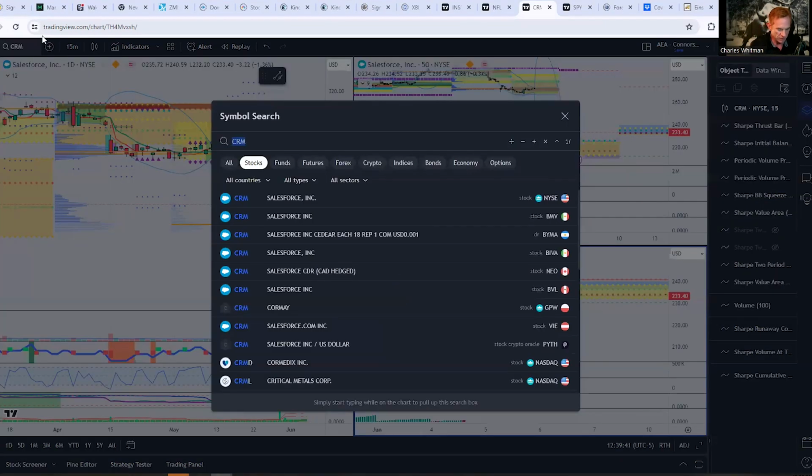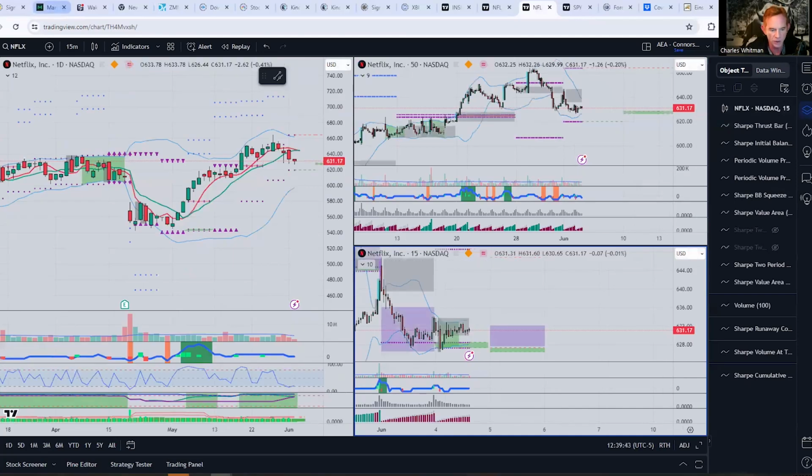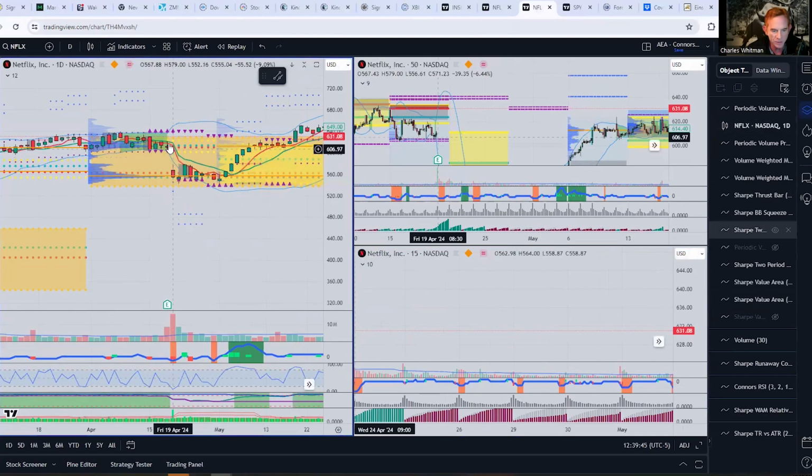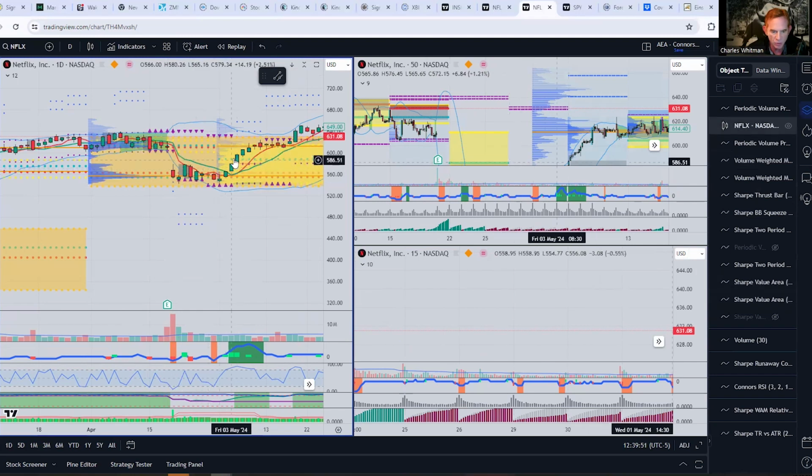A good example of this recently was Netflix. Netflix had a similar idea. And you can see here, Netflix had the big gap down, tried to break out down, stayed in this range, and then actually broke out up, and it closed the gap right here. It closed the gap. So that's one of the behaviors that we're looking for.